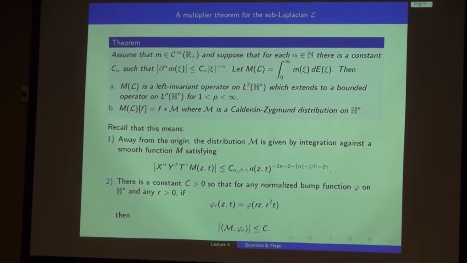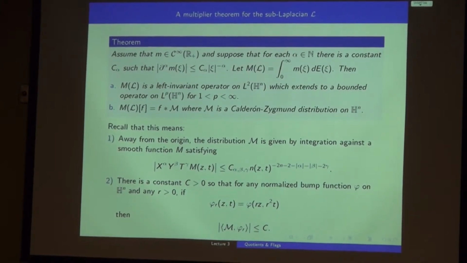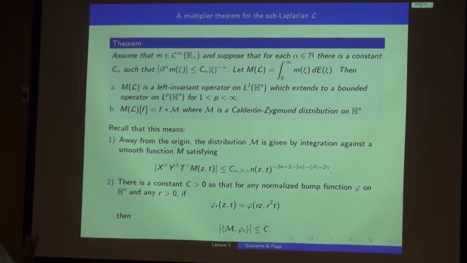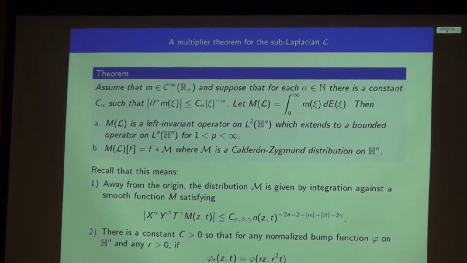And so here is the theorem. Now, the comment is this is really a one-parameter theorem, right? I end up getting Calderón-Zygmund kernels.